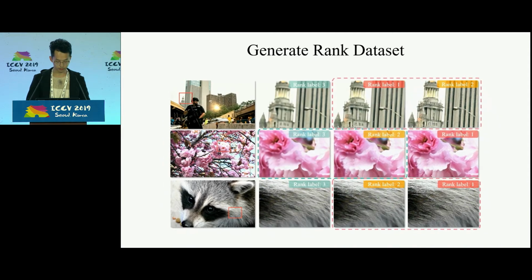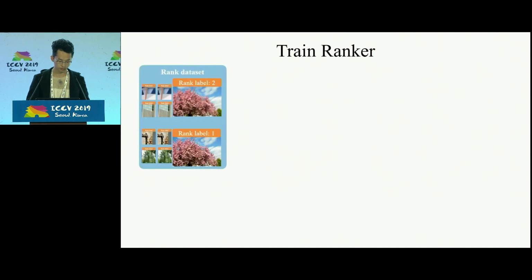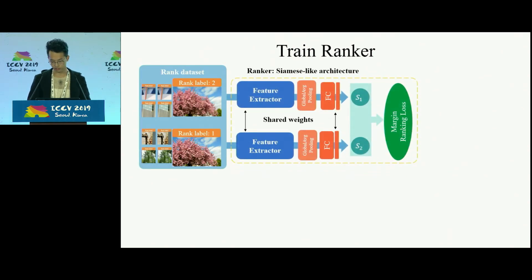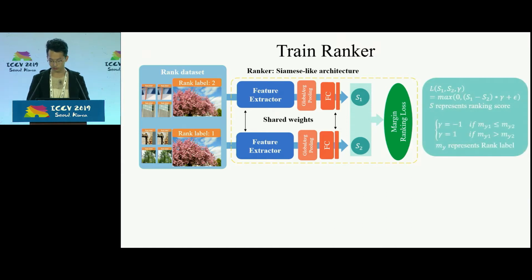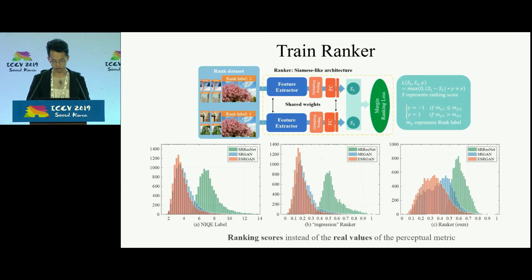Finally, we randomly pick up two of them and compose a rank pair for training the ranker. Then we use a Siamese network as ranker and margin ranking loss for training. Specifically, the ranker outputs ranking scores instead of the real values. As we can see, the regression outputs tend to learn the NIQE label, while the ranker can enlarge the distance of different levels.